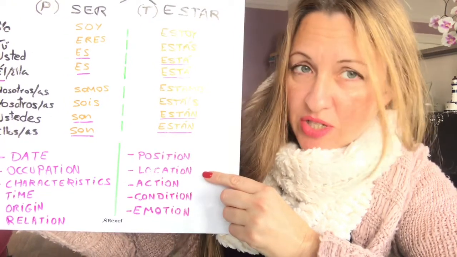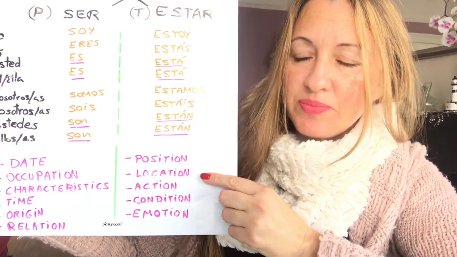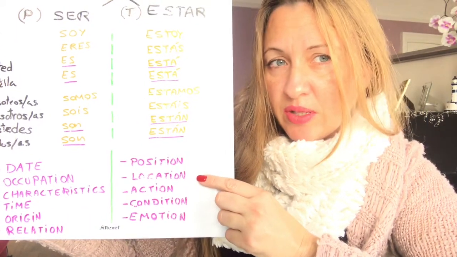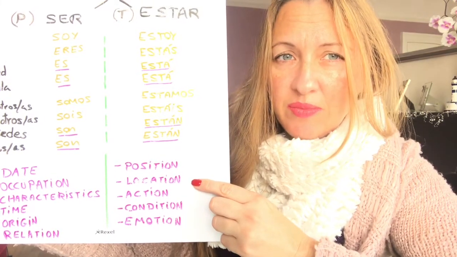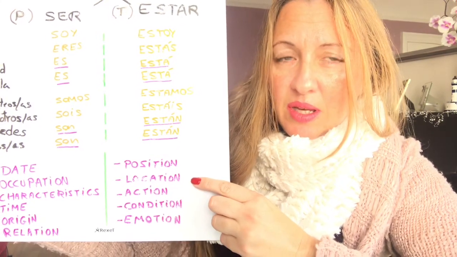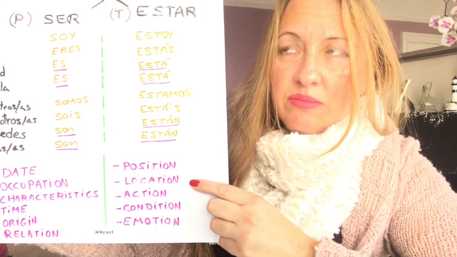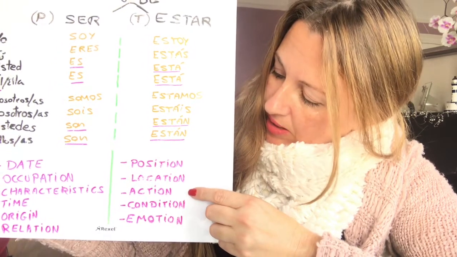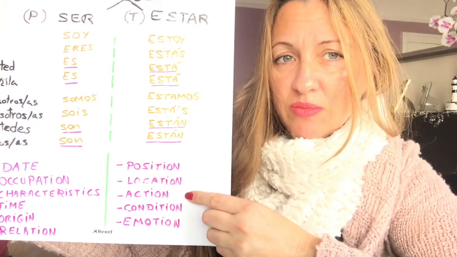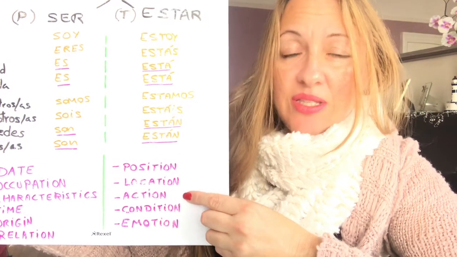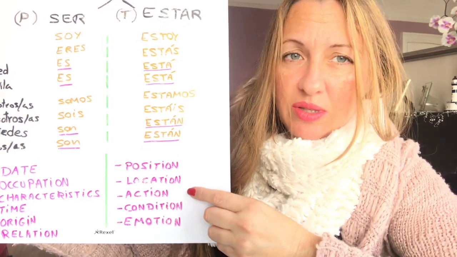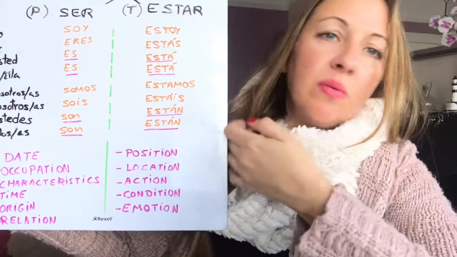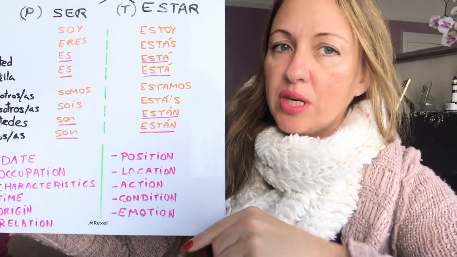Then we have location as well. We can use that to say estar to say where we are. We are at home, we're at the office, we're in the street, we are in a particular city, we are shopping. Well, that would be action actually. So yeah, action would be for what we're doing, and that can change as well, like location. So this is why we use estar in these cases, because they are easier to change.